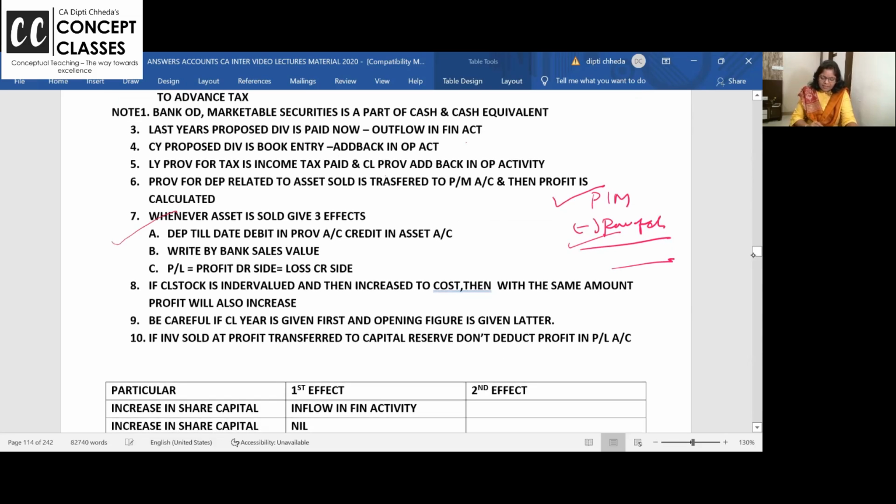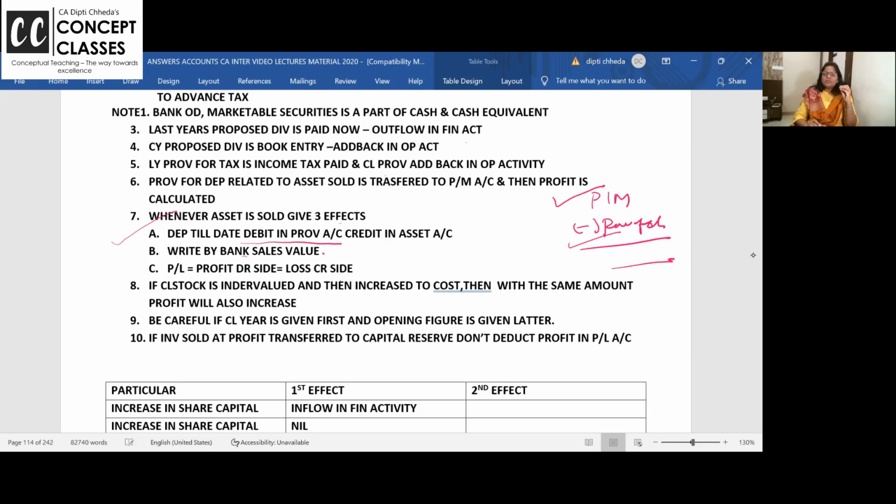Now, whenever asset is sold, you have to give 3 effects. Charge the depreciation till the date of sale. Yes or no? We are in accounts class. Income tax, ma'am, you said 10 times in business studies that in the year of sale there is no depreciation. But in accounts, if I've sold an asset on 31st July, April, May, June, July, I have to charge the depreciation for 4 months. Then write the sales value and then you get the profit or loss.